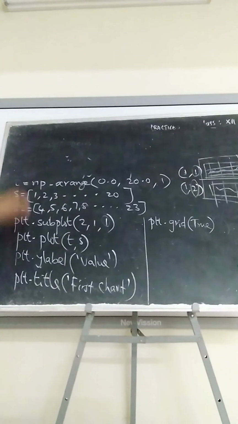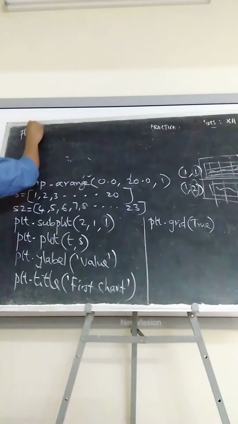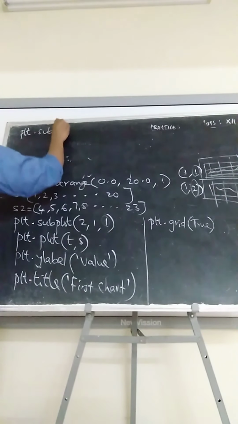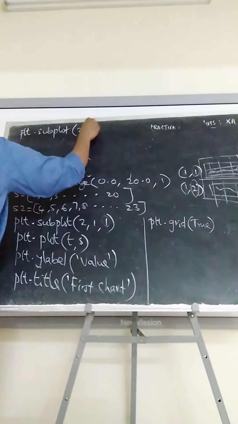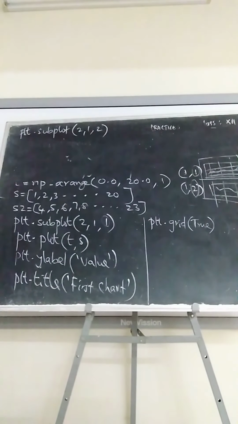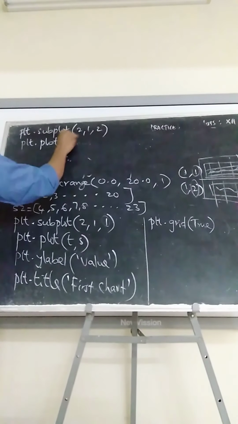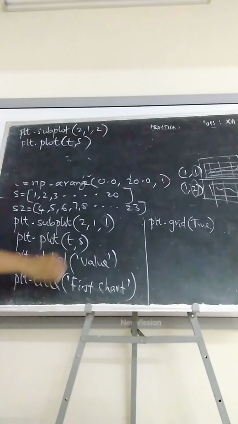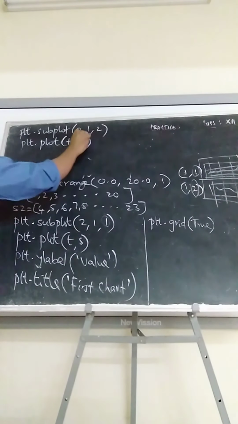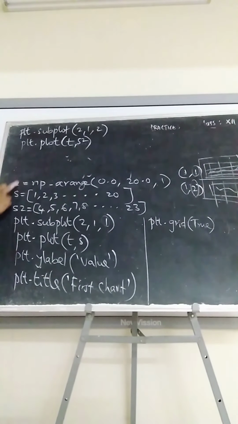plt. Now we are creating the second subplot. plt.subplot, that is 2, 1, 2. 2, 1, 2 means, as I said, this is the second subplot. There it will be plotted. plt.plot(t, s2). First one was t comma s. Second one is t comma s2.